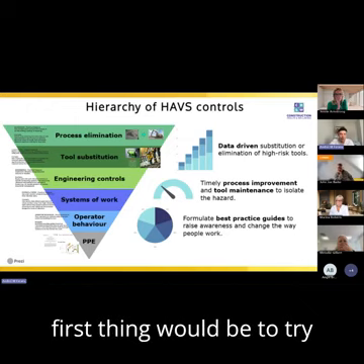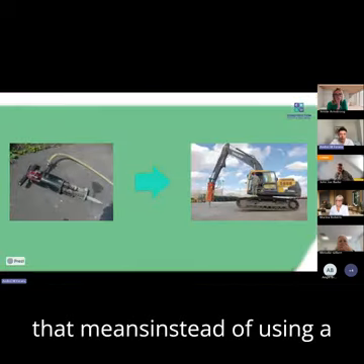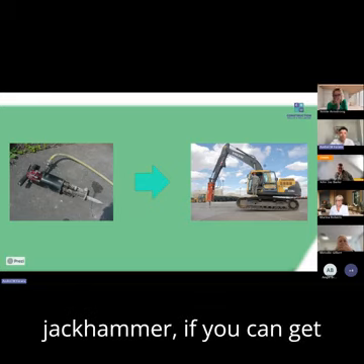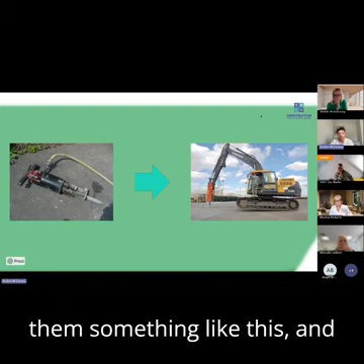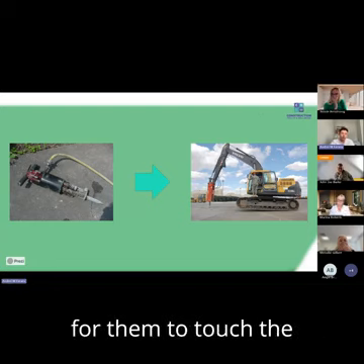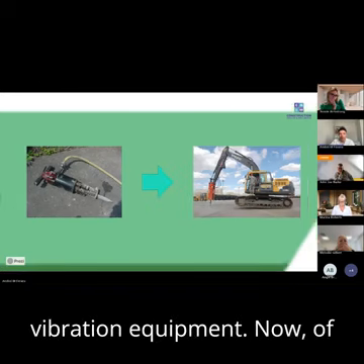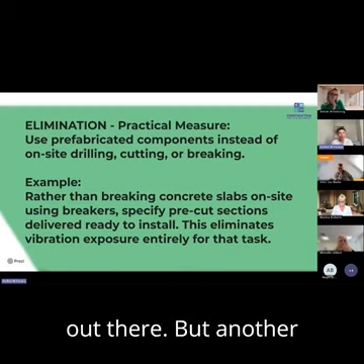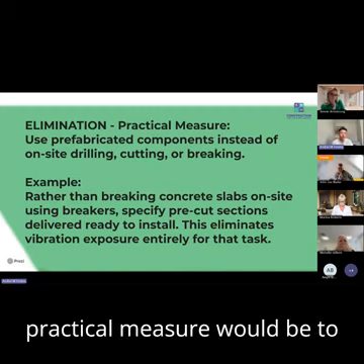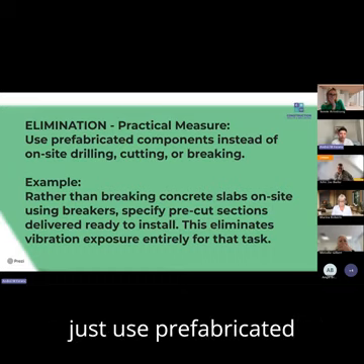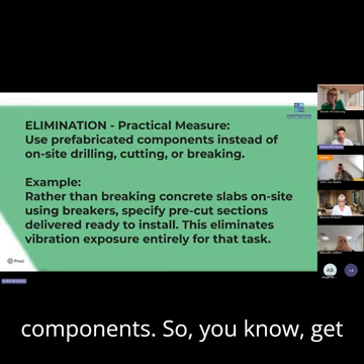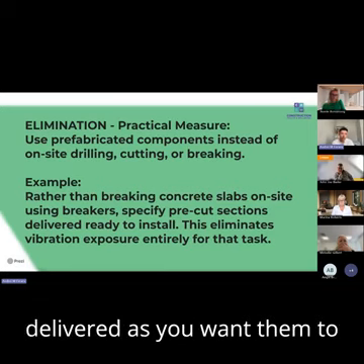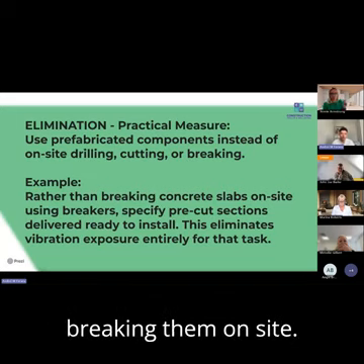So the first thing would be to try to eliminate the risk, and that means instead of using a traditional breaker or jackhammer, if you can get them something like this, there won't be a need for them to touch the vibration equipment. Now, of course, that is not obviously affordable for every business out there, but another practical measure would be to just use prefabricated components. So get them delivered as you want them to be, rather than making them or breaking them on site.